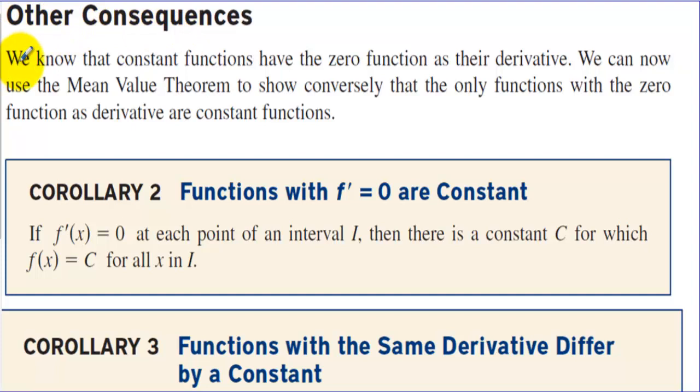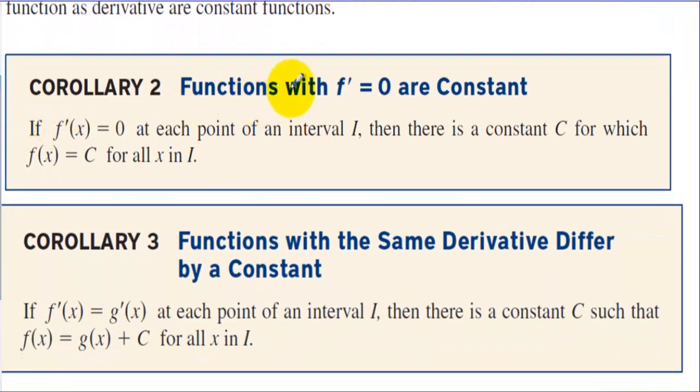Other consequences. We know that constant functions have the 0 function as their derivative. We can now use the mean value theorem to show conversely that the only functions with the zero function as derivatives are constant functions. Functions with the derivative equal to 0 must be constant. If a derivative equals 0 at each point of an interval I, then there is a constant c for which f of x equals c for all x in I. All this is saying is the derivative of a constant is 0.